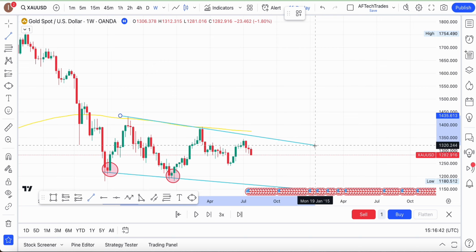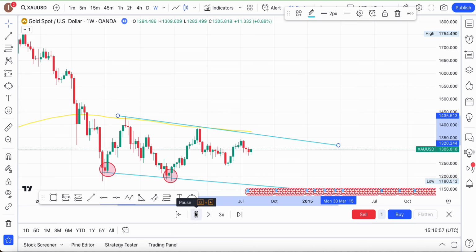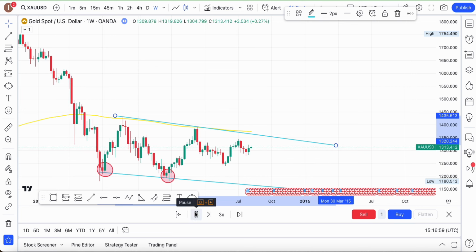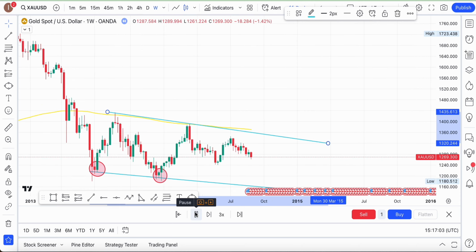This one at the top will be like the resistance zone. So it will guide me on where to enter the trade, where to put my stop loss, and where to get out of the trade. You understand? It will guide me on where to enter the trade, where to put my stop loss, and where to get out of this trade.